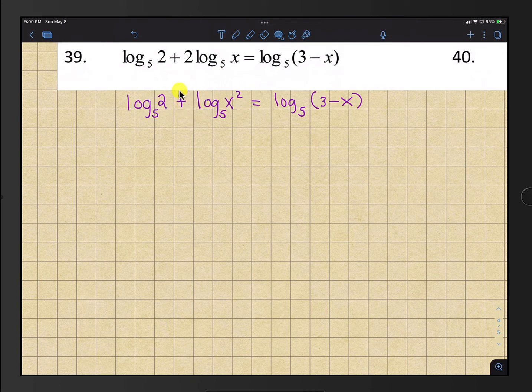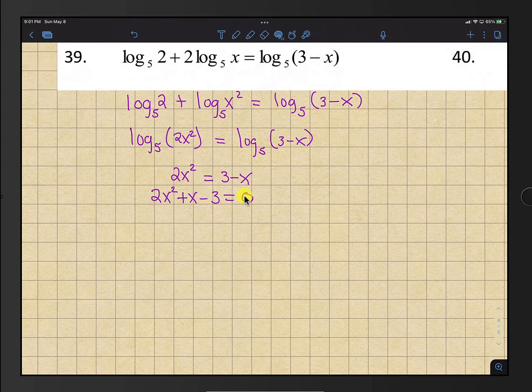All right, now this addition, the adding of these two logs, will convert to the product. So on the next line, that'll be log base 5 of 2 times the x squared equals log base 5 of 3 minus x. Now we can drop the logs out and just set 2x squared equal to 3 minus x. Since this is quadratic, we'll move everything to the left side and set it equal to 0. So 2x squared plus x minus 3 equals 0.